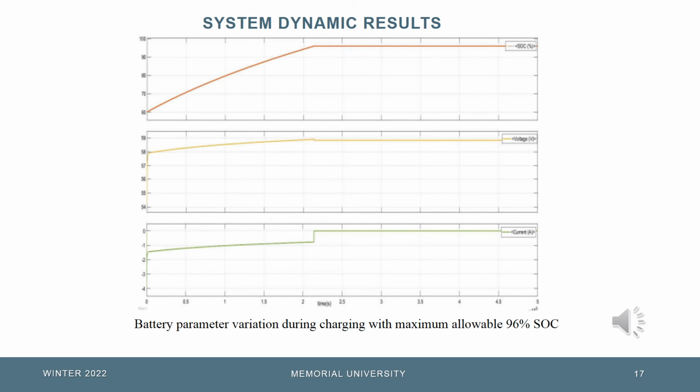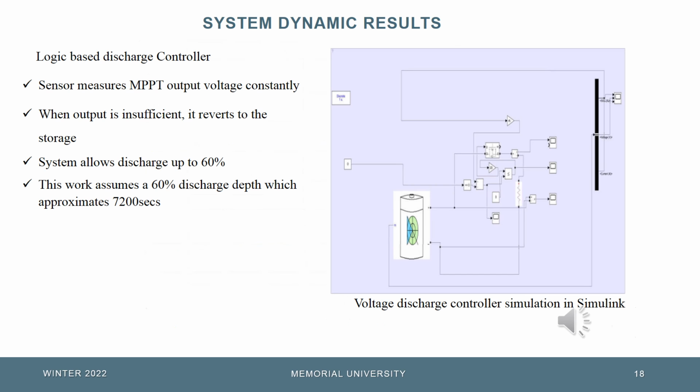Here in MATLAB Simulink is also the battery charge controller. Here the battery is charging from 60% state of charge to reach 90% state of charge. During that period of time, you can see the change in the voltage and current, and it takes considerable time to reach the 96% state of charge level.